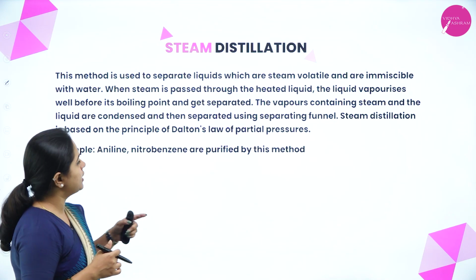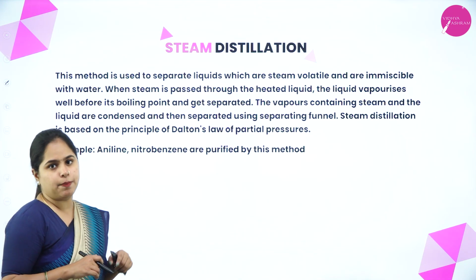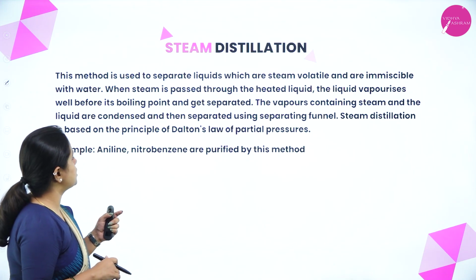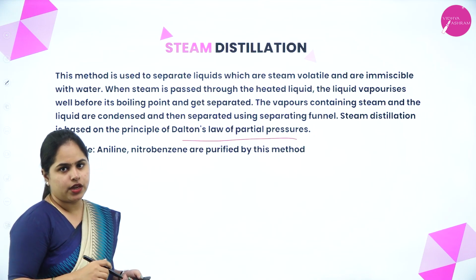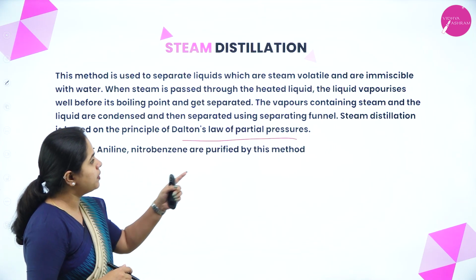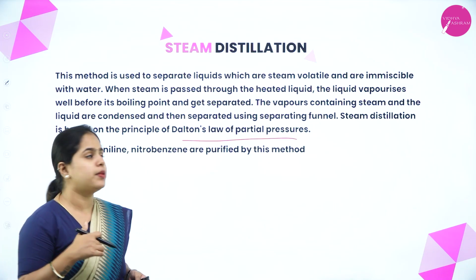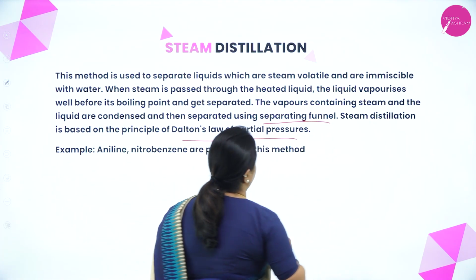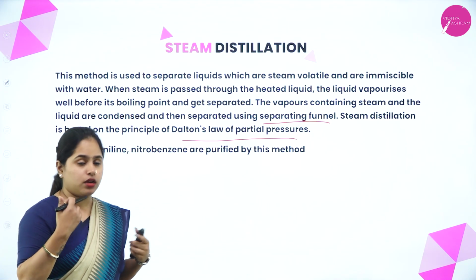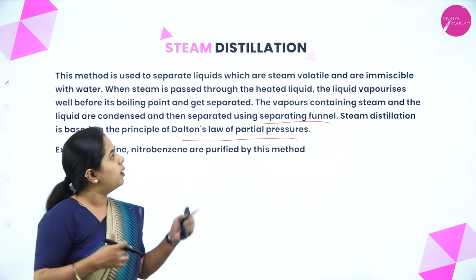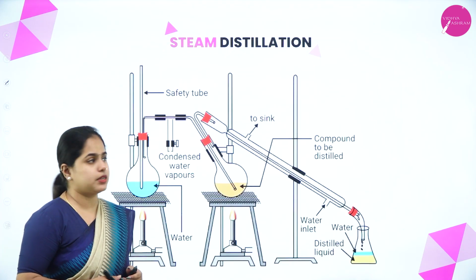The vapors containing steam and the liquid are condensed and then separated using a separating funnel. Steam distillation is based on the principle of Dalton's law of partial pressure. As you can see, the vapors containing steam and liquid are condensed and then separated using the separating funnel. This is used for compounds that are immiscible in water but steam volatile. That is why it is called steam distillation.